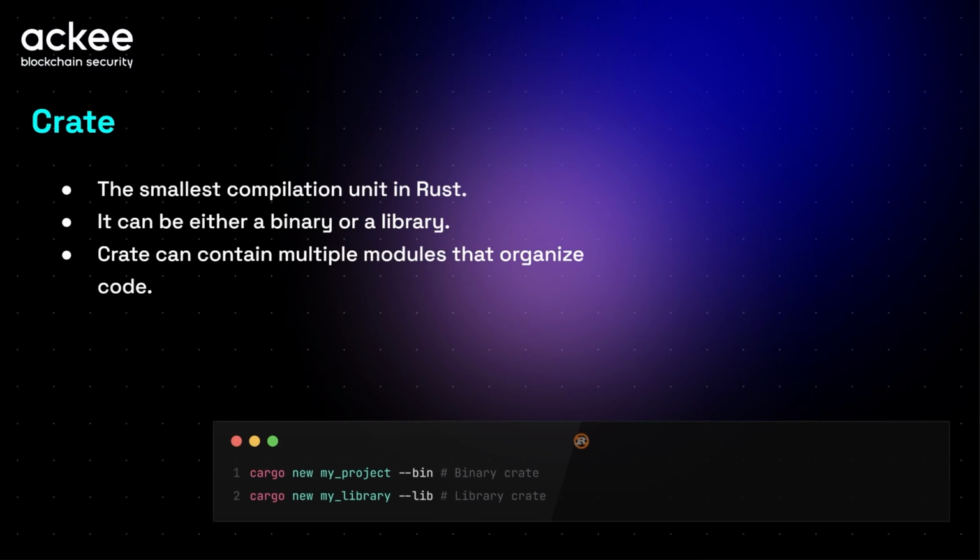So first thing is crate. The crate is the smallest compilation unit in Rust, and it can be either binary or library. A binary crate generates an executable program, like main.rs, and a library crate is basically a reusable library. You can see how to create a new binary or library: cargo new my_project or cargo new my_library with the specified flags, in this case --bin or --lib.